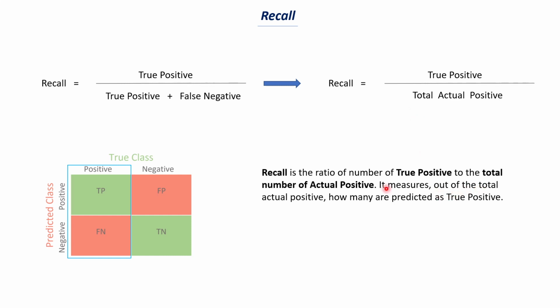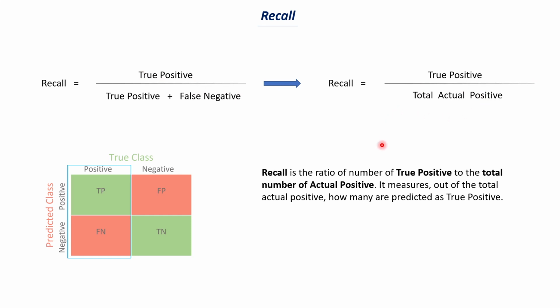So it measures out of the total actual positives. In this case, 250 people are actually positive for COVID-19, right? Out of 250, we have 200 true positives. So the recall will be 200, which is my true positives, divided by the total actual positives, 250. The answer you get is your recall.